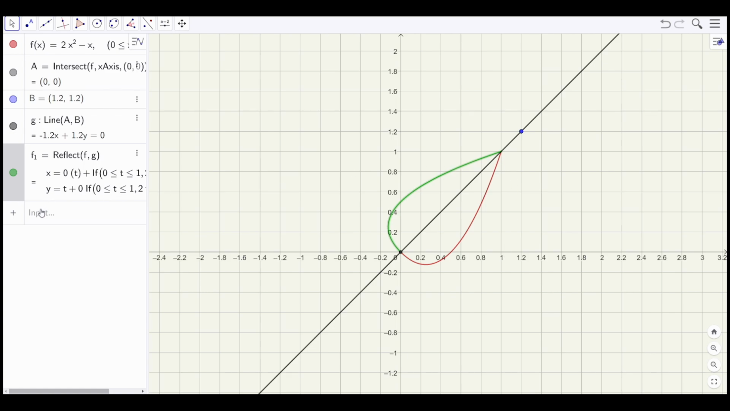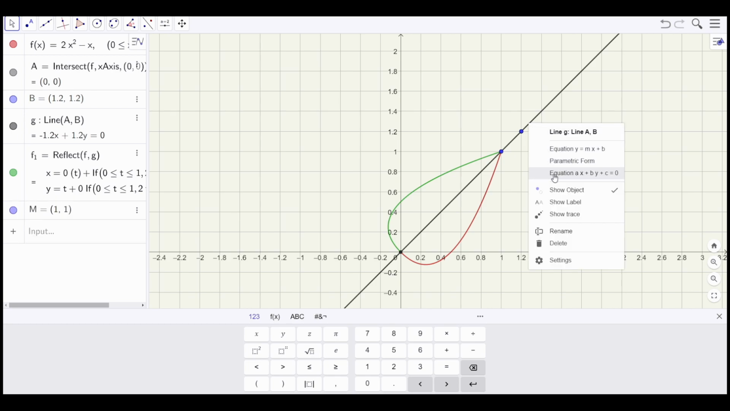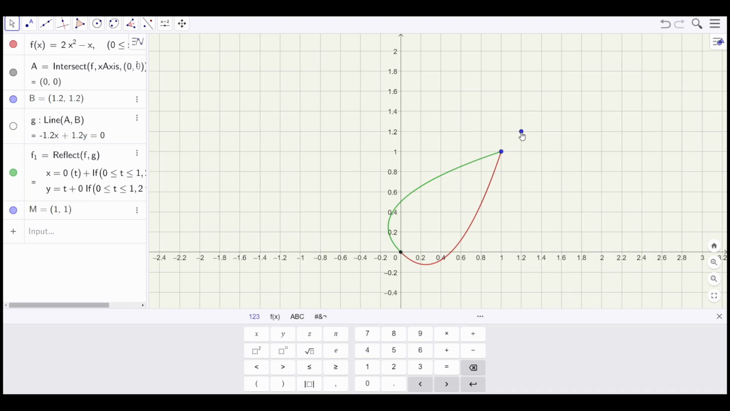Okay, so I also want to define points for technical reasons in GeoGebra. I want to make it available for me. Yes, this point is 1 and 1. And then I don't need this, by the way, for the time being. I don't need this line, so let me hide it. Don't show me the object.